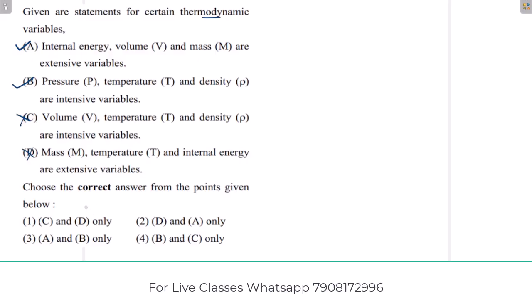So now we check the options. Which is the correct answer? The correct answer is A and B, that is option 3. So here option 3 is the correct answer, that is A and B.